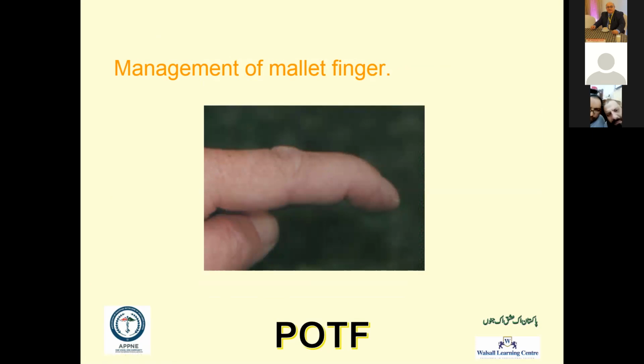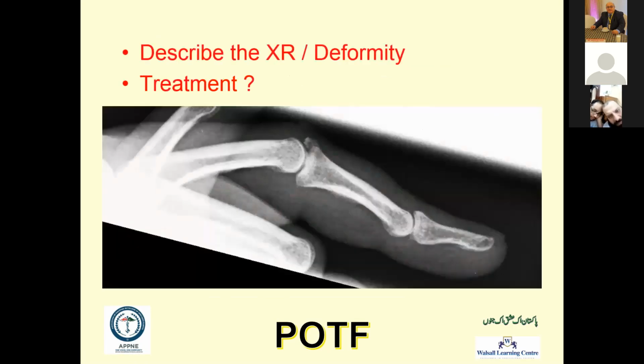If there is no bony attachment, you can manage this in a mallet splint, in hyperextension. If there is a bony fragment, then you have to make sure that it is not more than 15% of the whole articular surface. If it is more than 15%, then it becomes unstable, and you have to either fix the fragment or allow the finger to hyperextend in such a way that the fragment is allowed to heal. Okay, that's all you need to know about mallet finger. Yes, sir. Okay.